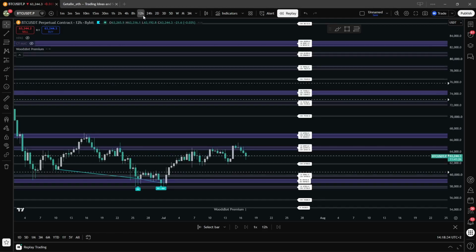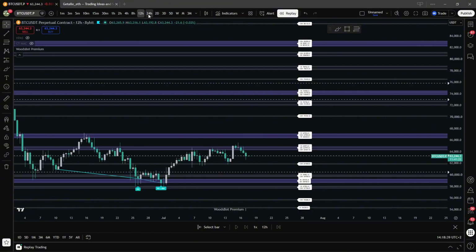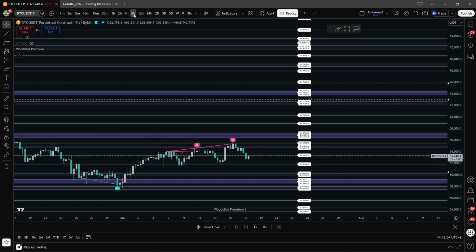The 12 hour is also really nice. It is similar to the daily, but obviously a bit shorter. So I do like to use the 12 hour a lot. I think that there's lots of clean price action happening on the 12 hour. I know, for example, Woods uses the 8 hour. Personally, I don't use it at all, so I don't have a lot to say for that.